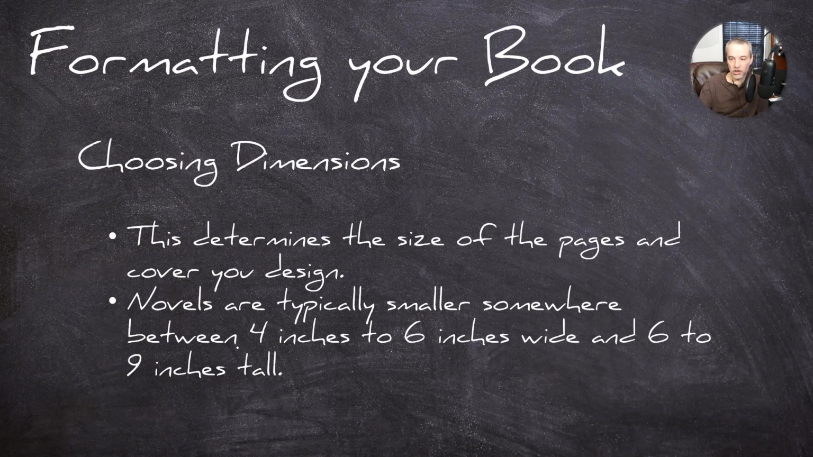Most novels are going to be between 4 and 6 inches wide and between 6 and 9 inches tall. A 4 to 6 inch wide novel is something that you can comfortably hold in your hand and read if you're sitting on the couch or on a plane or something like that. It's something you can stick in a bag as well. It's not going to lie flat, but typically that's not the way that most people read these kinds of books. So it's going to be very appropriate for that kind of media.